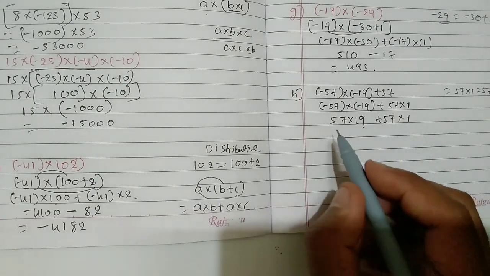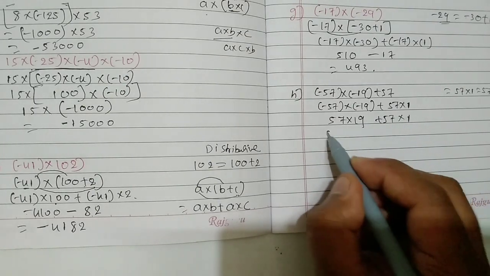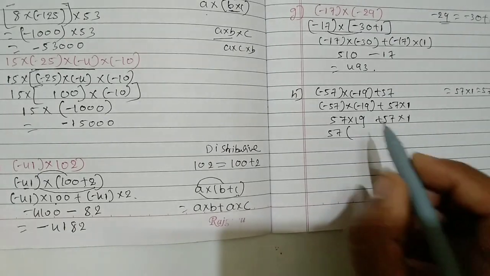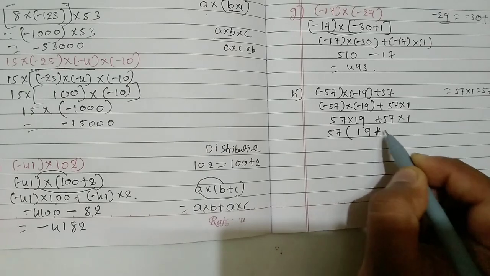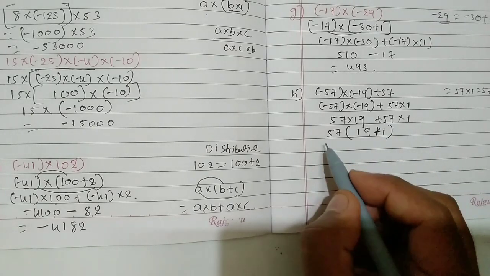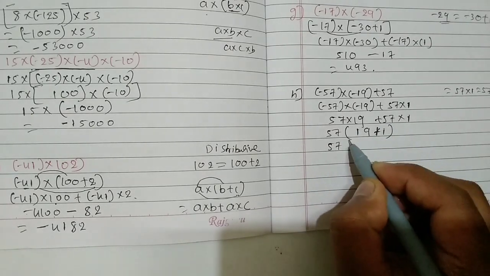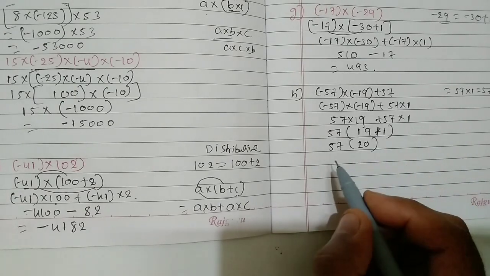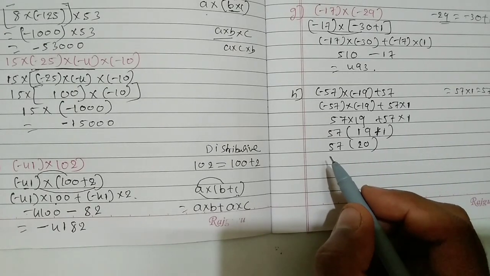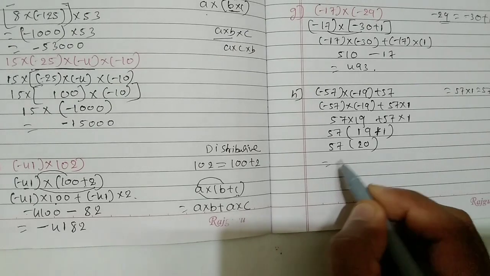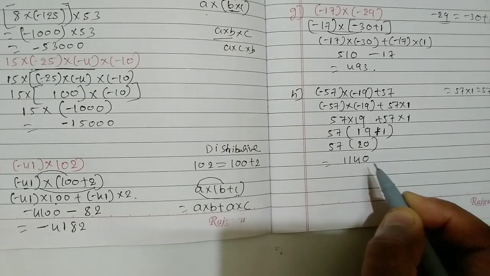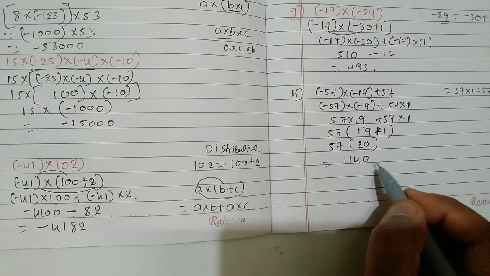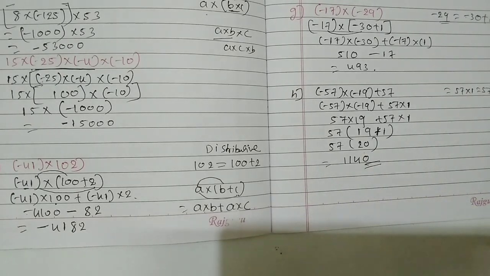So now I can make a group here. I will take 57 as common, right? So it is 19 plus 1 here. So 57 as common, and 19 plus 1 is 20. So what is 57 into 20? It is simply 57 times 2 is 114, then 0 is 0. So 1140 is the answer.